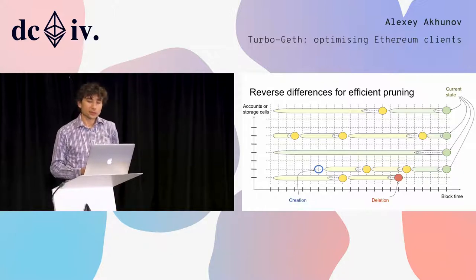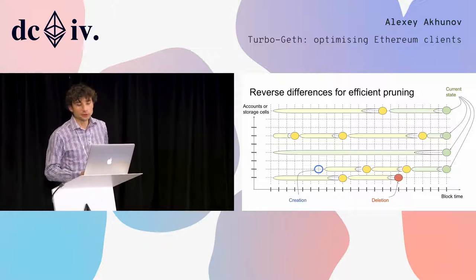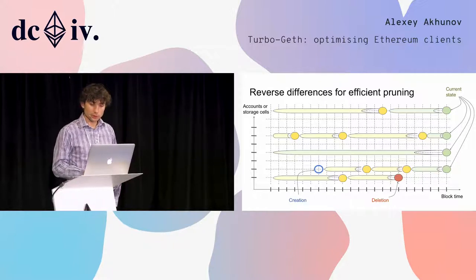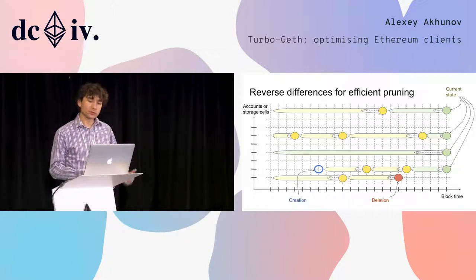The red bit is where something gets deleted. For example, when an account gets deleted, I mark it as red. We put it as a record as well. And the blank blue one is where something was just created and there was nothing in it before. So now what I do is what I call reverse diffs instead of forward diffs.